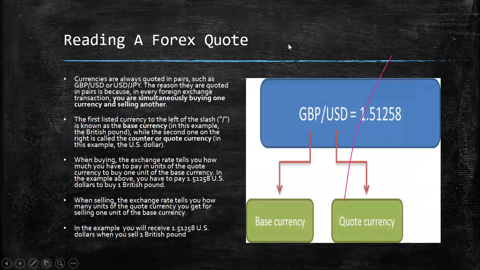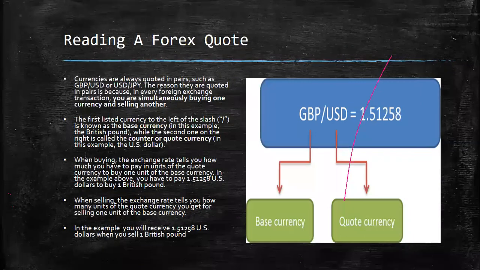Now, reading a Forex quote is big for you all to understand, because now you're getting into looking at the spread of a currency pair and things like that. Currencies are always quoted in pairs, such as GBP/USD or USD/JPY. The reason is that in every foreign exchange transaction, you are simultaneously buying one currency and selling another. The first listed currency to the left of the slash is known as the base currency, and in the picture that's the British pound. The second one is called the counter or quote currency, and in the picture that's the United States dollar.